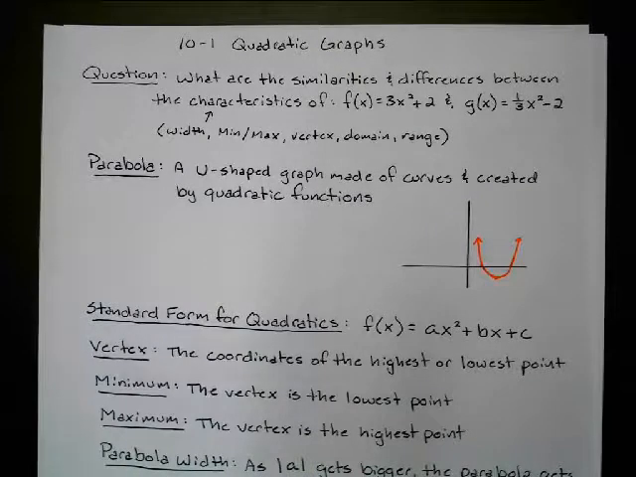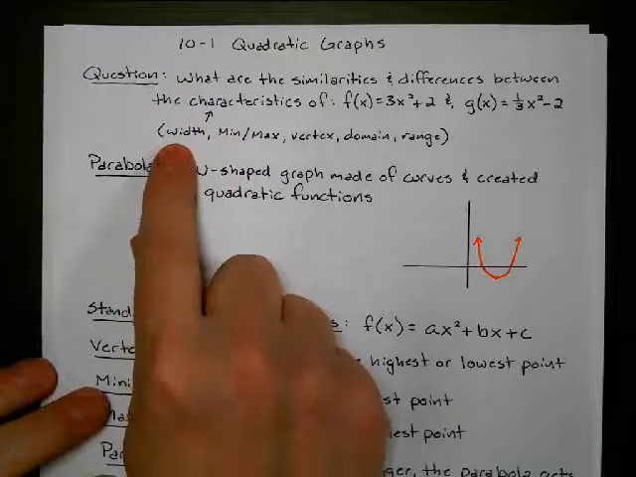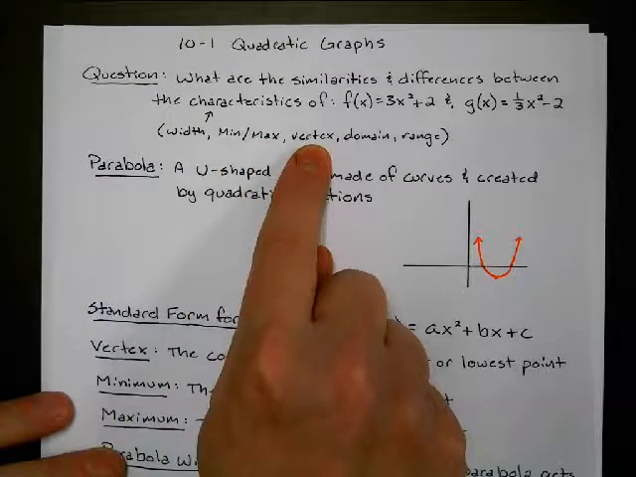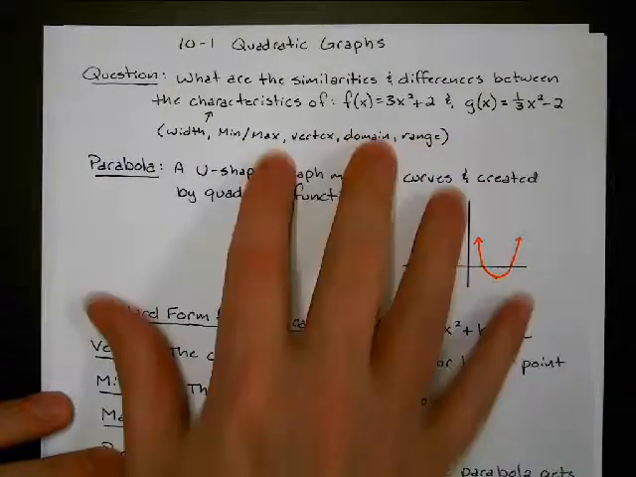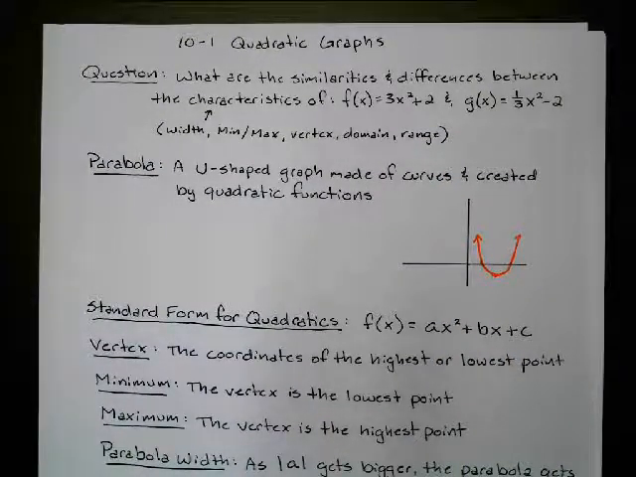Anyway, when I say characteristics, I want you to talk about their widths, whether they have minimums or maximums, where their vertex is at, and their domain and range. And that's what we're going to talk about throughout this. We're going to be talking about what kind of characteristics our quadratic graphs have, and how we can look at the equations and notice these characteristics.